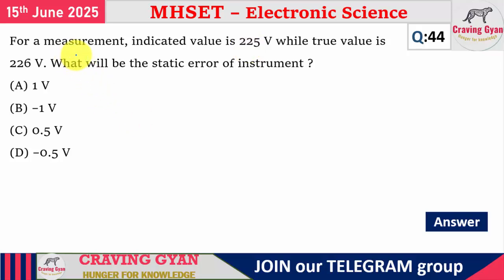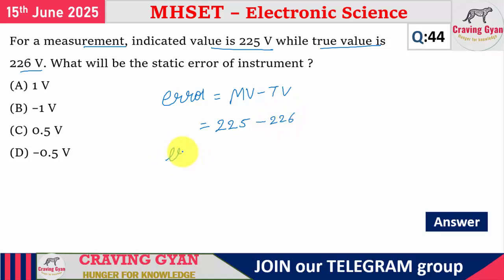44th question what they are given is for the measurement indicated value is 225 volts while the true value is 226 volts. What is the static error they are asking? The static error is defined as the measured value minus true value. The measured value is 225 volts and the true value is 226 volts. You are going to get an error of how much? Minus 1 volt. You're going to get an error of minus 1 volt. Important. Option B is going to follow.